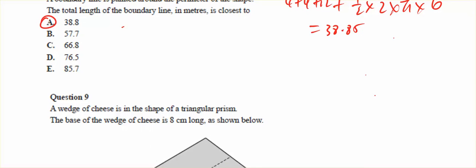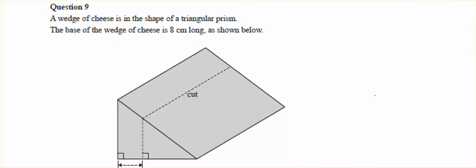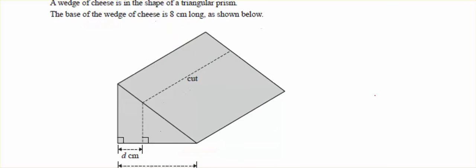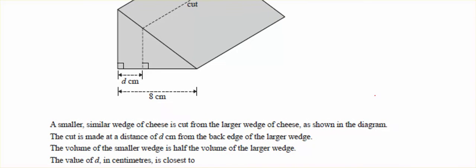Okay, so question 9 is another shape question. The wedge of cheese is in the shape of a triangular prism. The wedge's base is 8 centimeters long, as shown below. A smaller wedge of cheese is cut from a larger wedge of cheese, as shown on the diagram. The cut is made at a distance of d from the back of the larger wedge. Okay, so this is key. The volume of the smaller wedge is half the volume of the larger wedge.